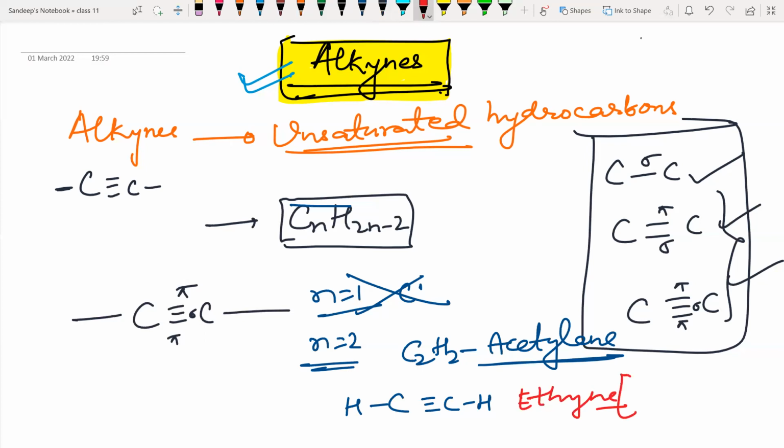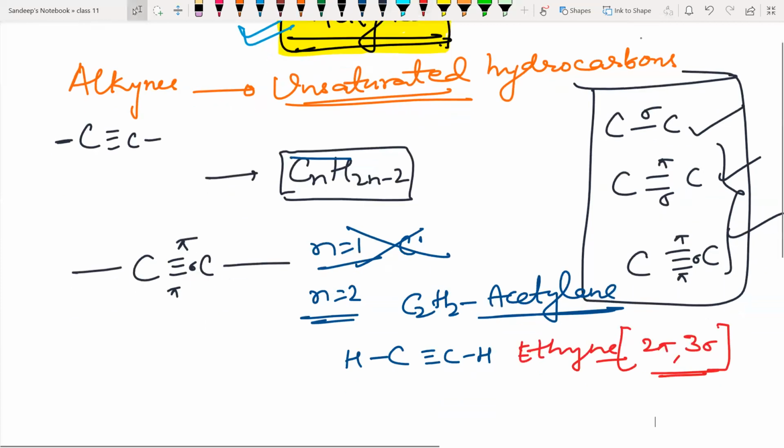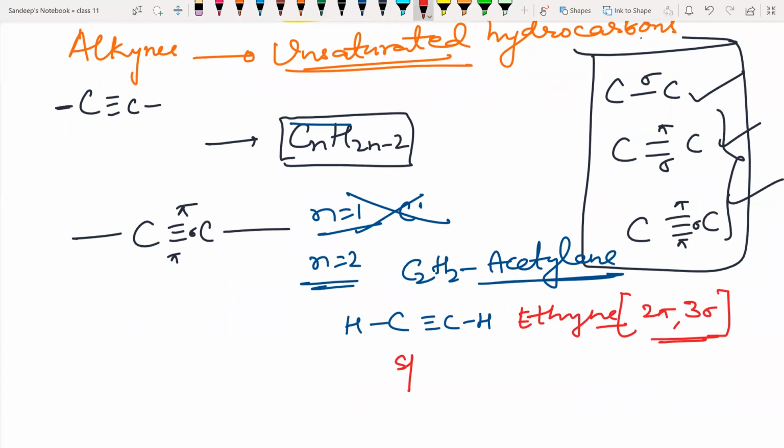So ethyne has 2 pi bonds and 3 sigma bonds. Keep this in mind. It is sp hybridized, linear in structure, and the bond angle is 180 degrees. So keep in mind the hybridization is sp with 50% s character.